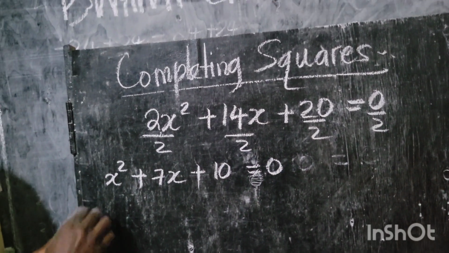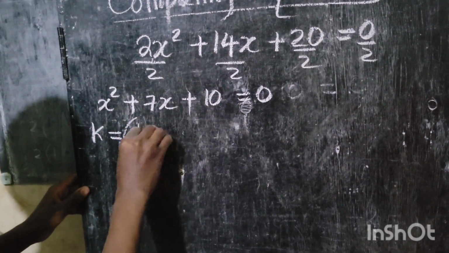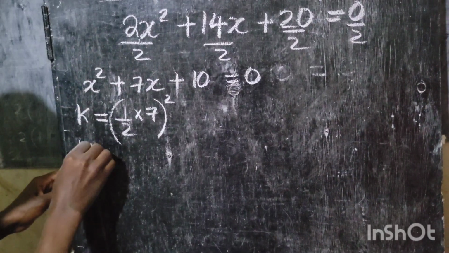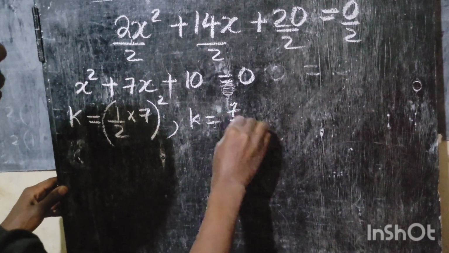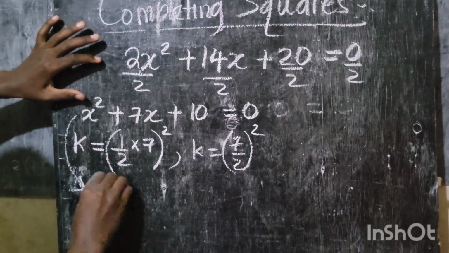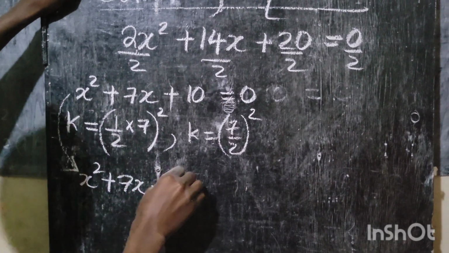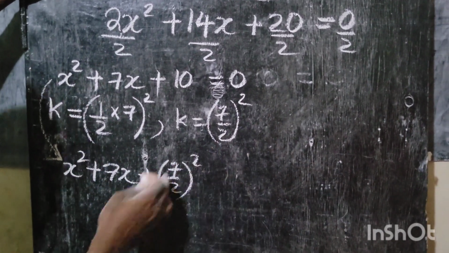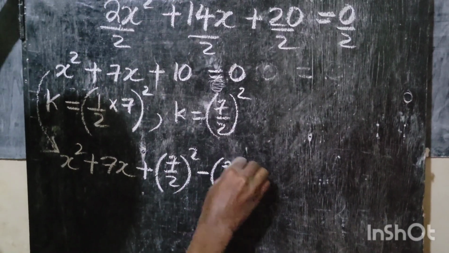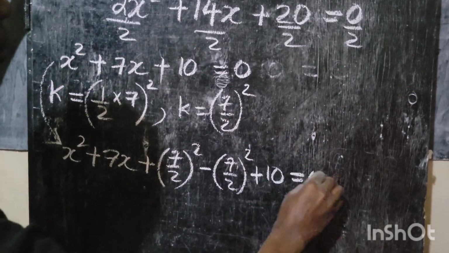Then, after making sure it is 1, we look for a number which we are calling k, which is a half times the coefficient of x, the positive 7, all squared. So our k is 7 over 2 all squared. On this very equation, we have x squared plus 7x. After this term having x, we are going to add this term, 7 over 2 all squared, which is k. And it is going to help us to complete squares. But it wasn't there, so we take it off as well. 7 over 2 all squared is subtracted off. Then plus 10 equal to 0.